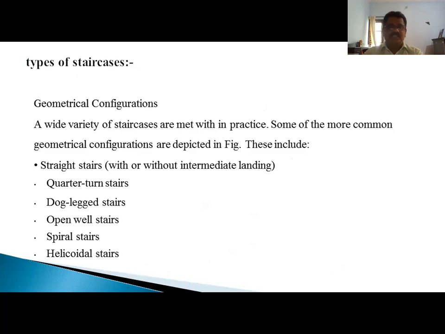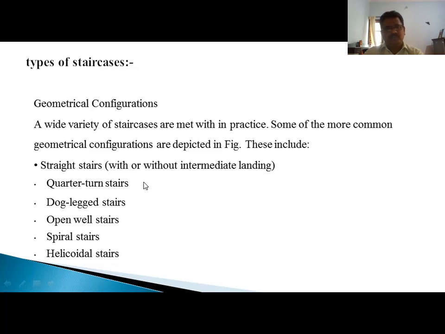The types of stairs depend upon the geometrical configuration. One is straight stairs with or without intermediate landing. Another is quarter turn stairs, dog-legged stairs, open well stairs, spiral stairs, and helicoidal stairs. These are the types of staircases depending upon the geometrical conditions.